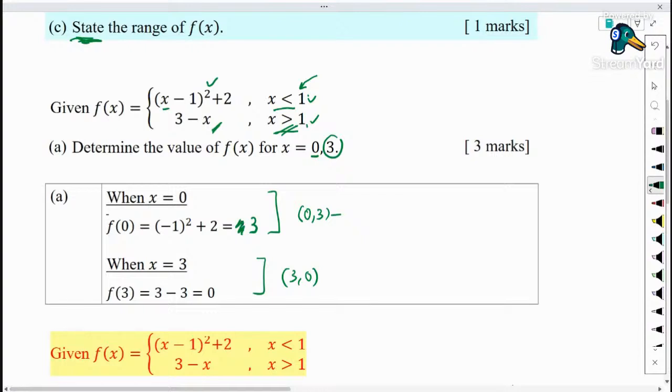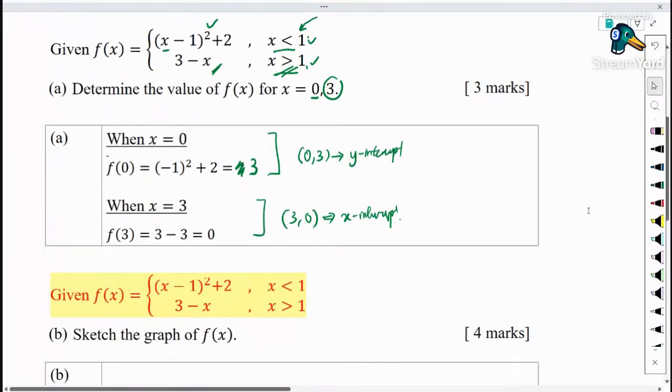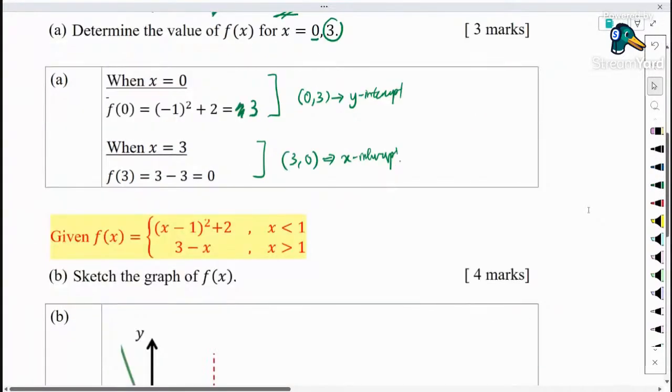The (0, 3) here is actually the y-intercept of the graph. That will be very useful later in graph sketching. The (3, 0) here is actually the x-intercept for the graph. And now we further go for the graph sketching.